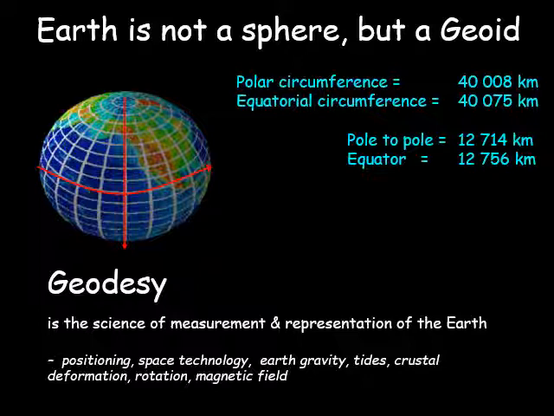So if you go around the Earth from the North Pole, all around the Earth, around the South Pole, back to the North Pole, the circumference is 40,008 kilometers, whereas if you go around the equatorial circumference, it's 40,075 kilometers. Also, if you go through the center of the Earth from pole to pole, it's shorter than if you go from one side of the equator to the other side of the equator. So now we can measure this with great precision using a science called geodesy.